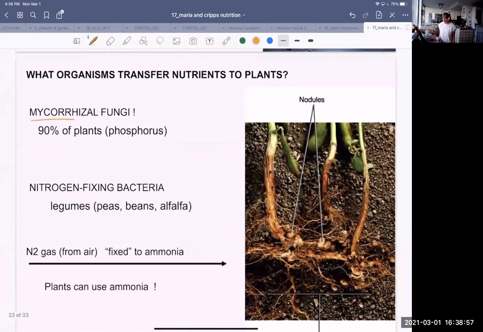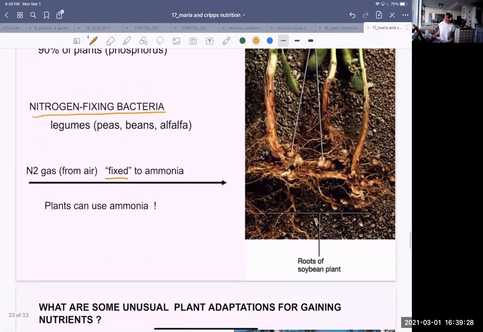So mycorrhizal fungi are very important. They're also, what is a crucial part of plants, particularly legumes, peas, beans, and alfalfa, are nitrogen-fixing bacteria. So nitrogen in the atmosphere is N2, the gas, not available, but bacteria can fix it to ammonia. And then further bacteria convert ammonia to other things that the plant can also use. And some plants can use ammonia.